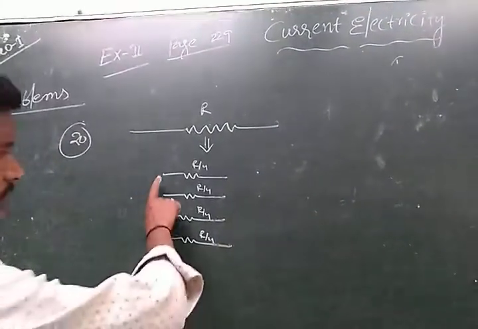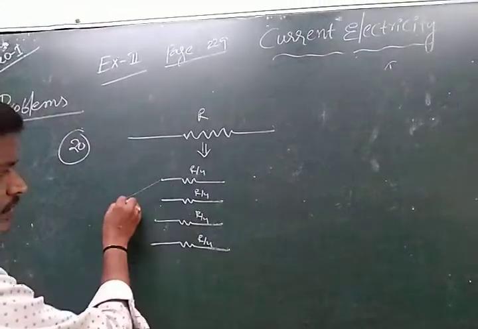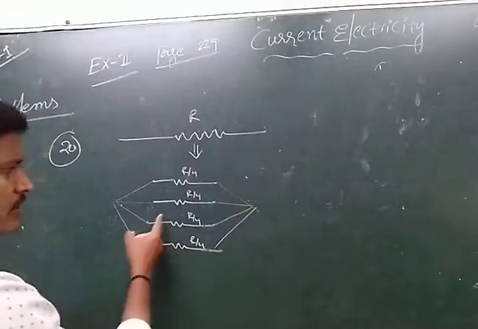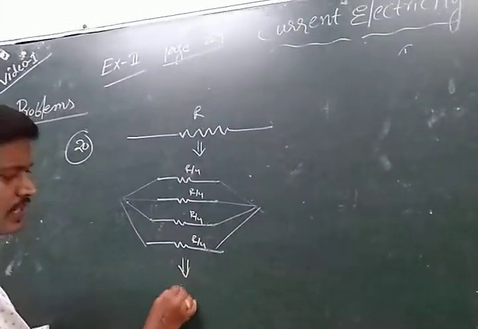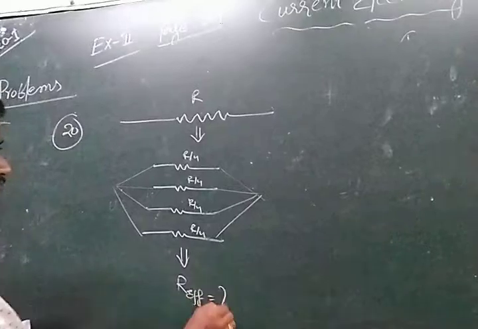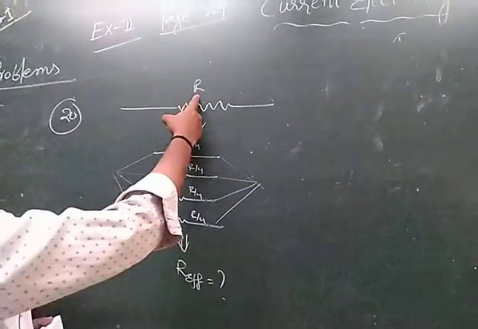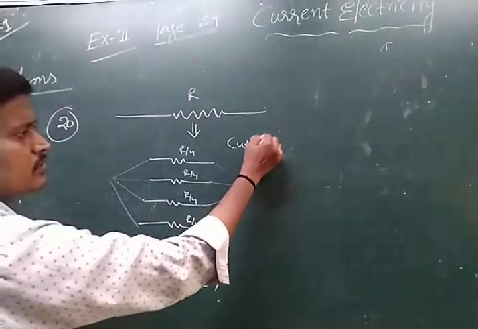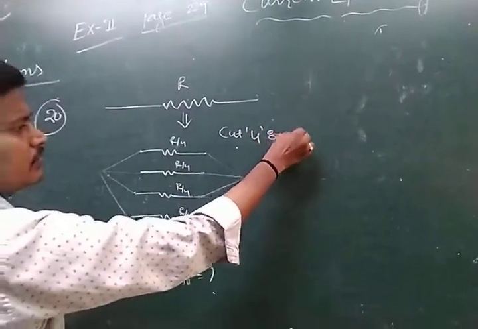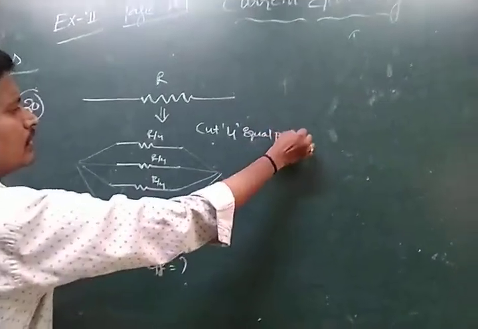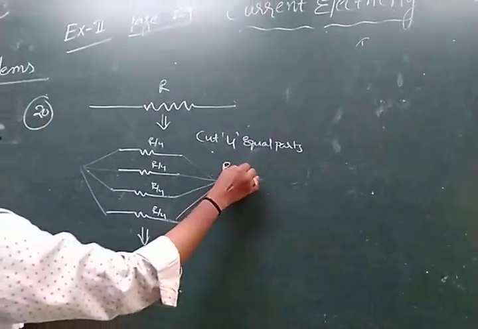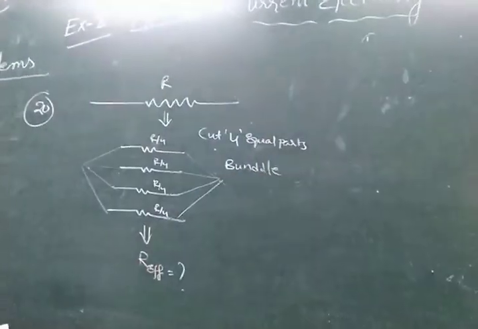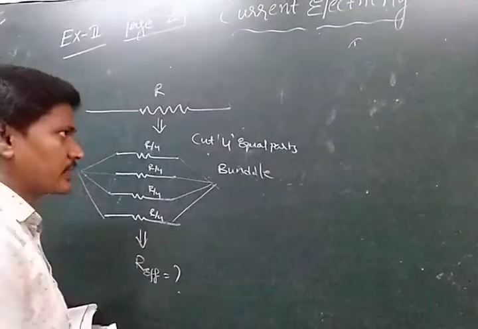Calculate the effective resistance of the bundle. Question: what is the effective resistance? The wire of resistance R is cut into 4 equal parts and bundled together. Then what is the effective resistance?